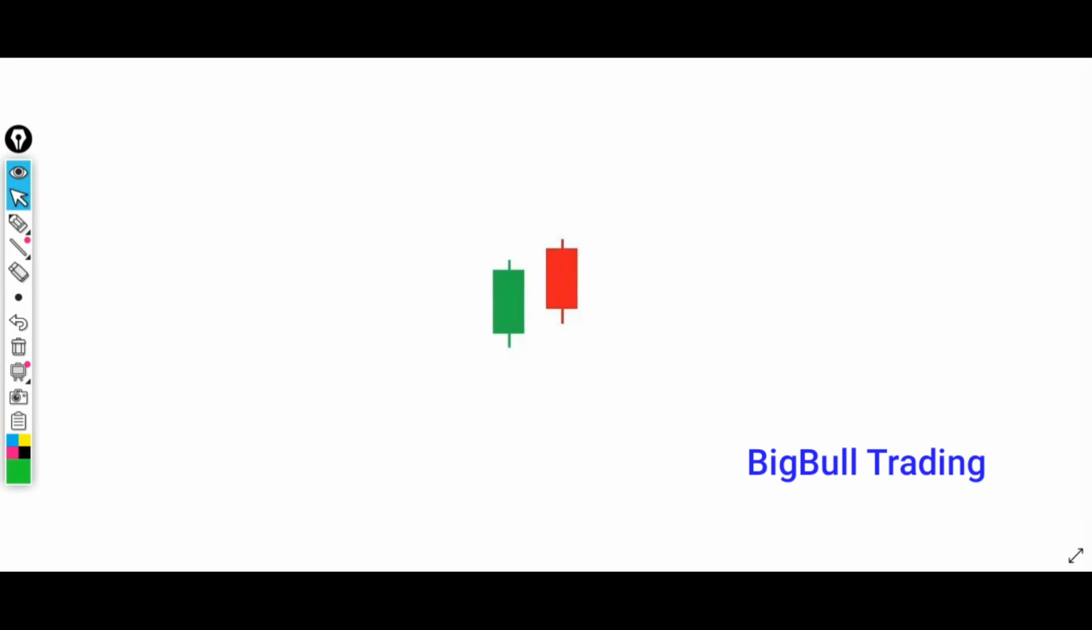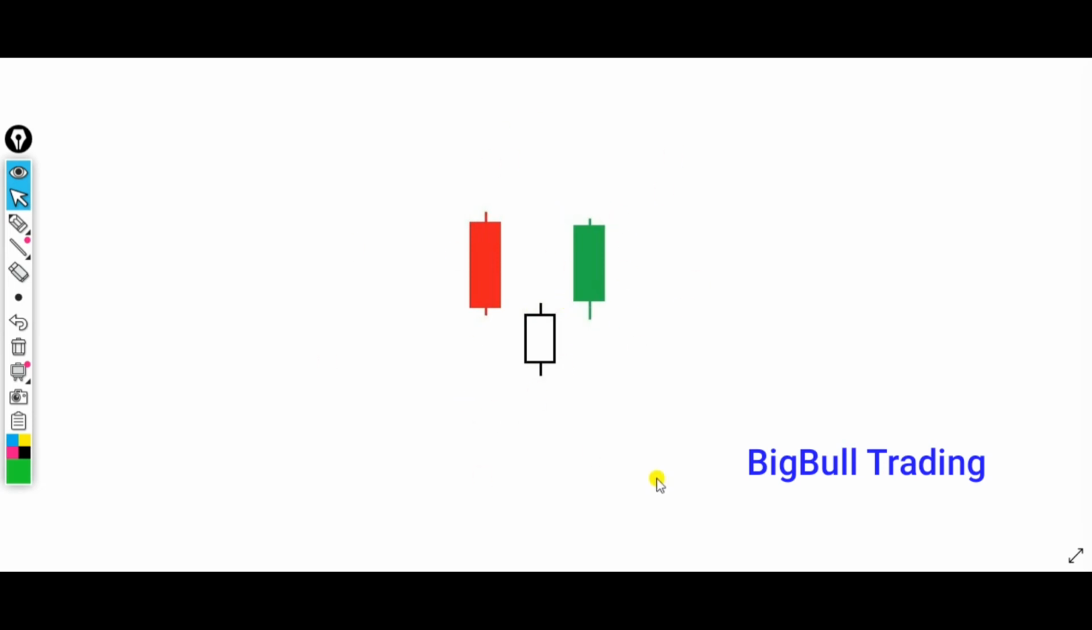This is also known as the dark cloud pattern. First of all, this is a green candle. Next is the bullish one. It opens above and it comes down. This is known as the morning star pattern. First is the red candle, then again you will see a red candle, and then a green candle comes. This is also one of the patterns, the morning star.